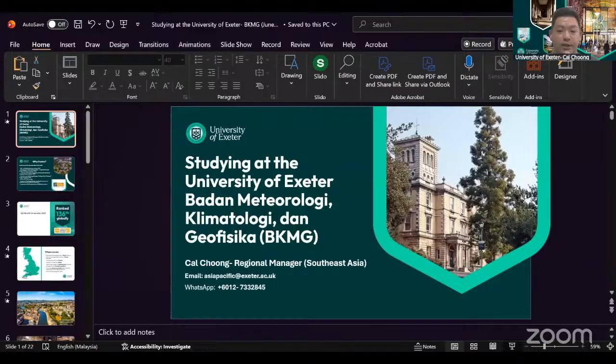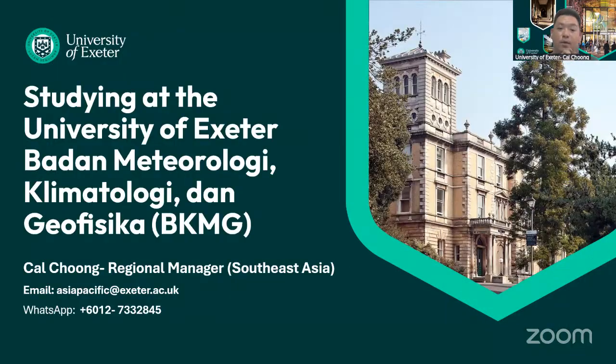I'm Cal, the regional manager for the University of Exeter based in the Kuala Lumpur office in Malaysia. I'm your key contact person if you have any questions with regards to applying to the university for your master's, PhD or whatsoever, and also scholarships, pre-departure briefings and everything. Those will be run by our office here in KL for all the students planning to study in Exeter.